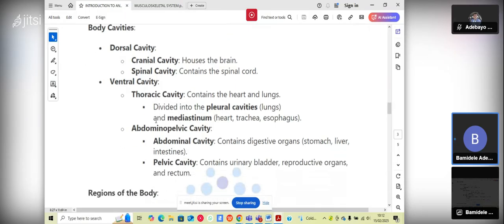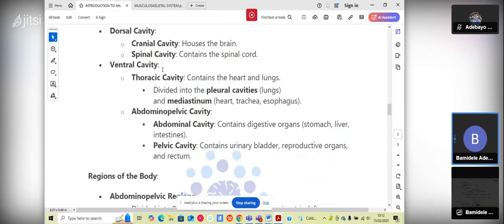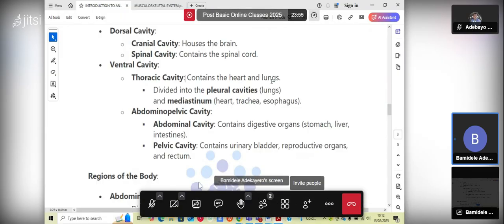The ventral cavity, like I said, has two main subdivisions. That is thoracic. Thoracic comes from the word thorax. Thorax is your chest. And what's the main organ there? It has the heart and the lungs. So the thoracic cavity is the main part that houses the heart and the lungs.